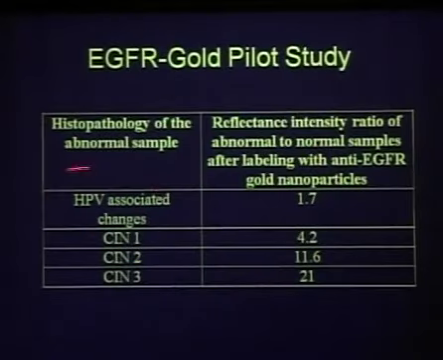And so if we look at, again, pairs of biopsies, here we're looking at cervical biopsies where we have a benign condition, HPV-associated changes, and then increasing grades of dysplasia. If we look at the signal of the abnormal divided by the normal, it goes from about 1 to about 20 as we increase from the benign changes to the dysplasia. And there's only about a 3-fold increase in the concentration of the EGF receptor. But by using the localization and the aggregation of those gold nanoparticles, we can turn that into more contrast in our image.